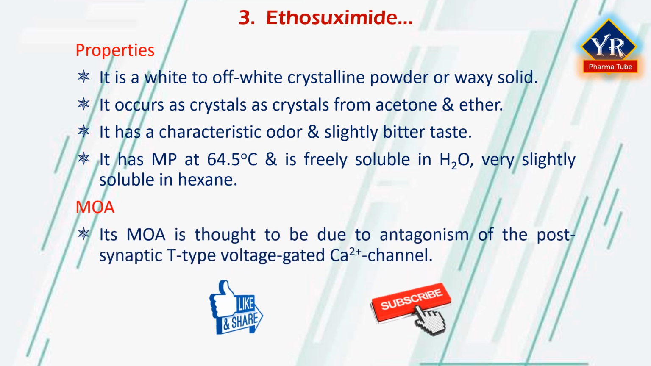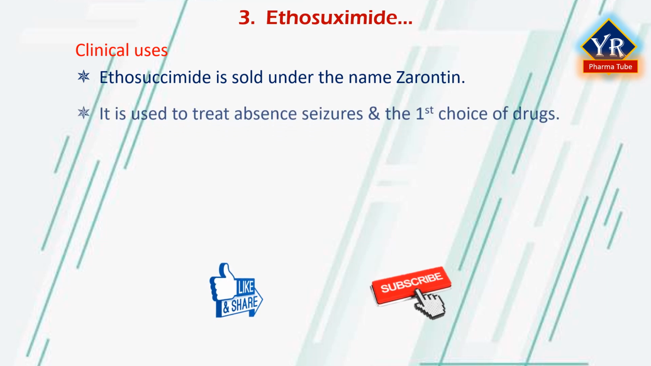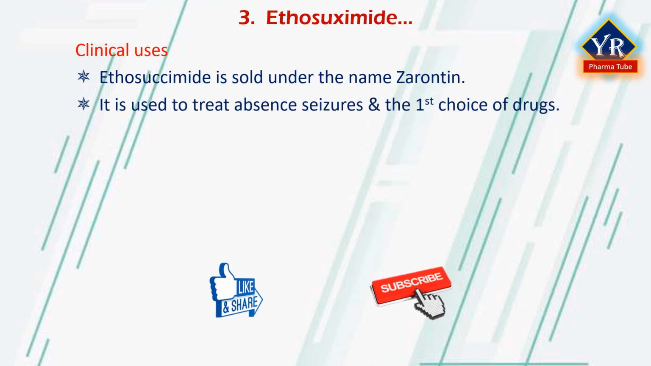Ethosuximide's mechanism of action is thought to be due to antagonism of the postsynaptic T-type voltage-gated calcium channel. Ethosuximide is sold under the brand name Zarontin. It is a medication used to treat petit mal epilepsy, that is absence seizures, and is considered to be the first choice medication for treating them.